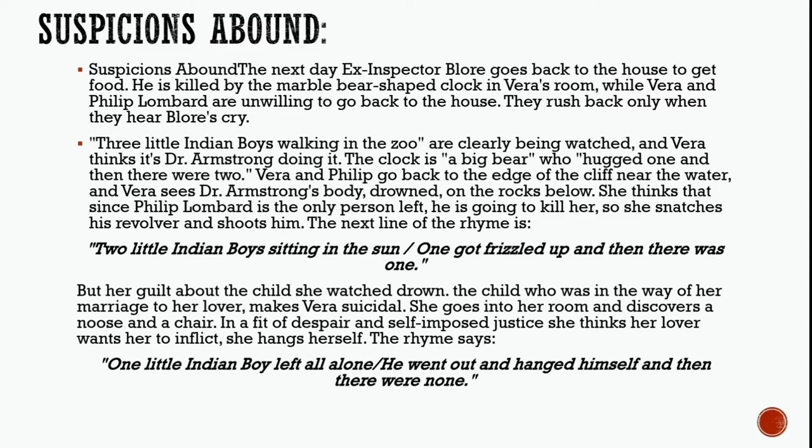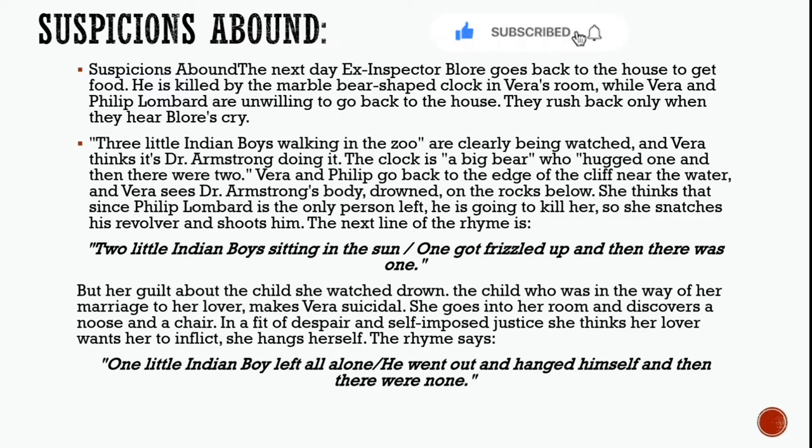But her guilt about the child she let drown, the child who was in the way of her marriage to her lover, makes Vera suicidal. She goes to her room and discovers a noose and a chair. In a fit of despair and self-imposed justice, she thinks her lover wants her to do it. She hangs herself, and then the rhyme says, one little Indian boy left all alone. He went out and hanged himself, and then there were none. So here the story ends.